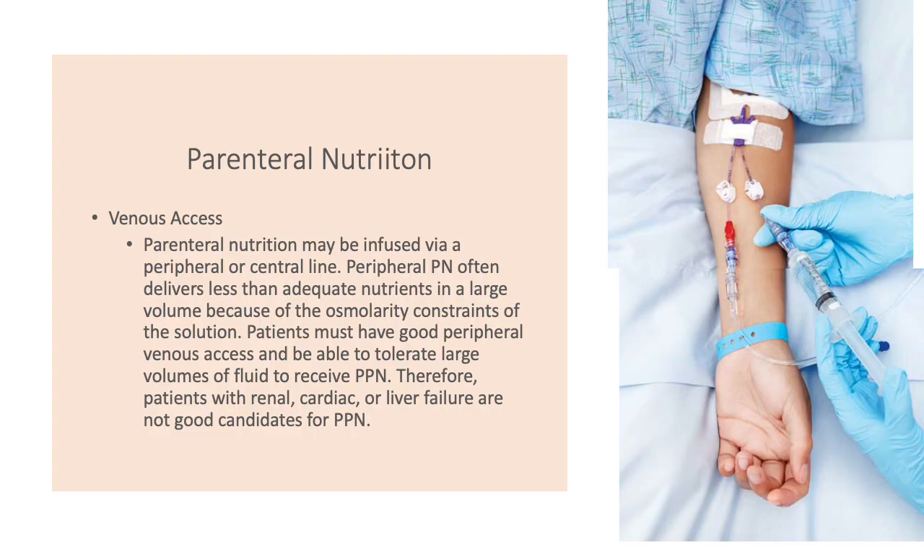Parenteral nutrition requires IV access, so PN may be infused via peripheral or central line. Peripheral PN often delivers less than adequate nutrients in a large volume because of the osmolarity constraints of the solution. Patients also have to have good peripheral venous access and be able to tolerate large volumes of fluid to receive PPN. Therefore, patients with renal, cardiac, or liver failure are often not good candidates for PPN.